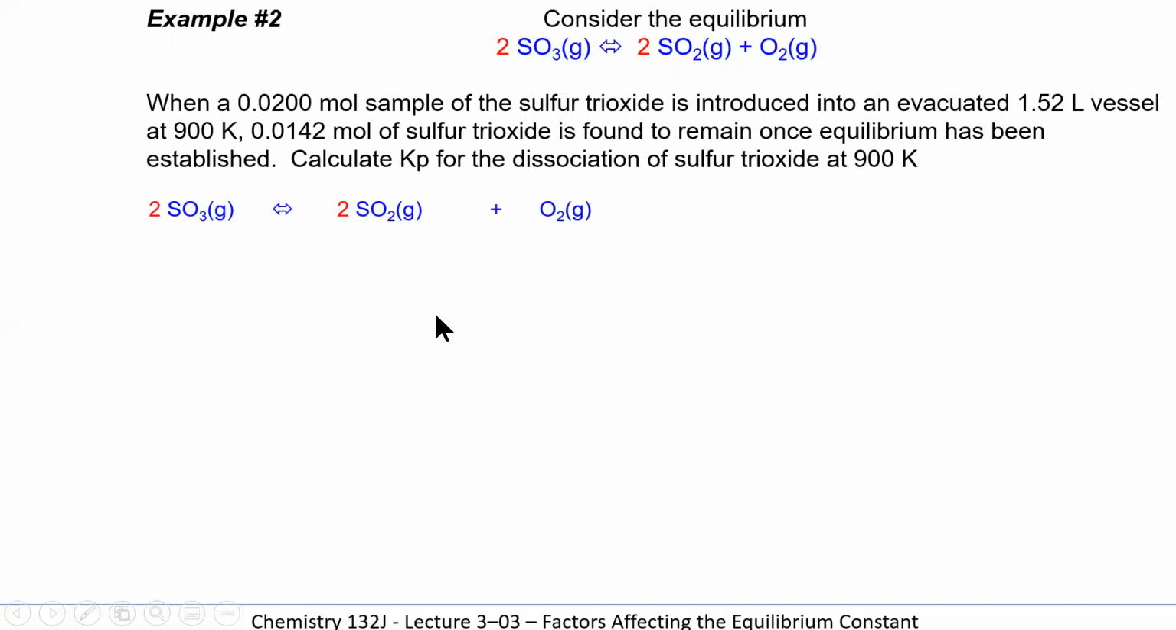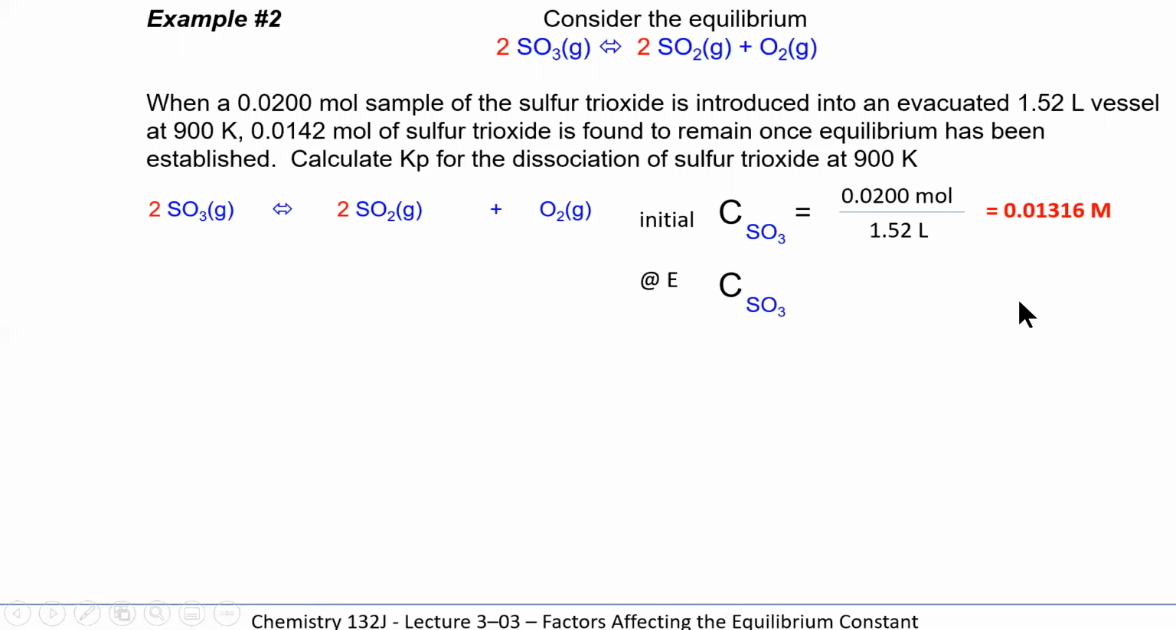So what again I'm going to do is calculate the concentrations, moles per liter. Here's the volume, here's the moles of SO3. The moles per liter is equal to 0.01316. At equilibrium, the concentration of SO3 was given as 0.0142 moles divided by the same 1.52 liters. There's the value for the concentration of SO3 at equilibrium.